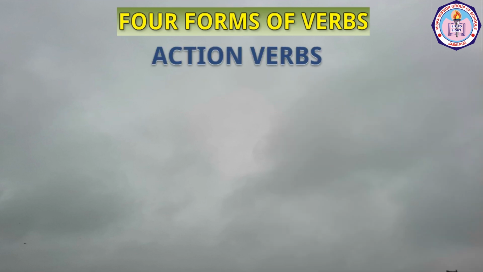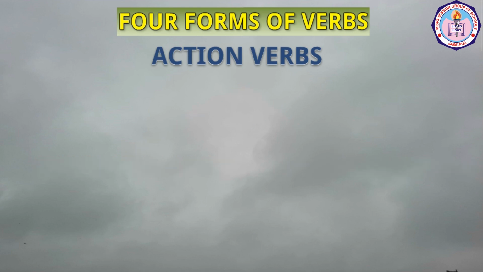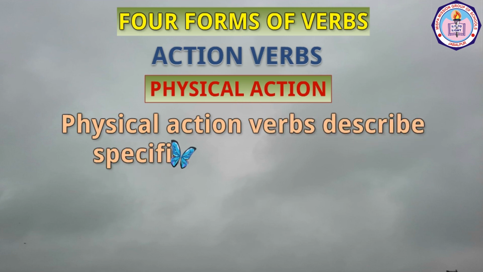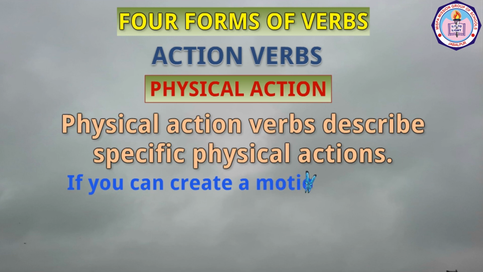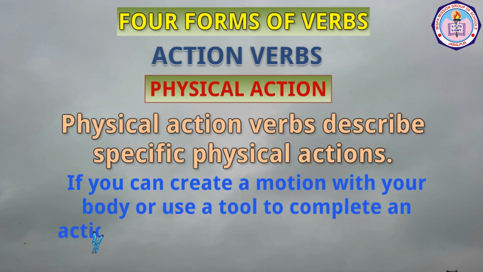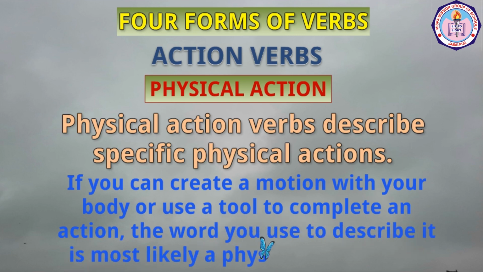Action verbs. There are 2 types of action verbs: physical action and mental action. Let us see what physical action verbs are. Physical action verbs describe specific physical actions. If you can create a motion with your body or use a tool to complete an action, the word you use to describe it is most likely a physical action verb.